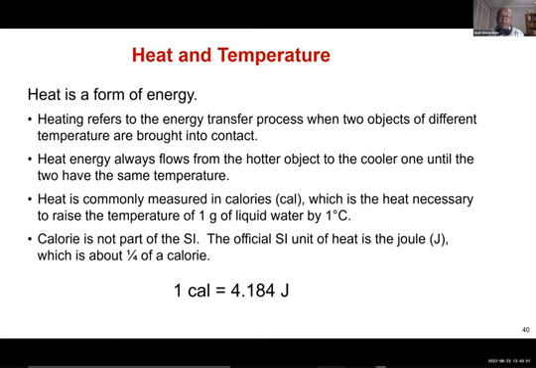Heat is normally measured in calories. If someone asks you, what is a calorie? What would you say? It is the heat required to raise the temperature of 1 gram of liquid by 1 degree Celsius. It's exactly 1.00 calories.